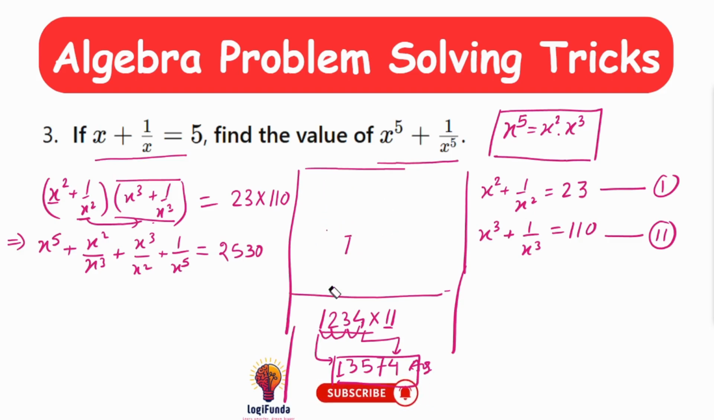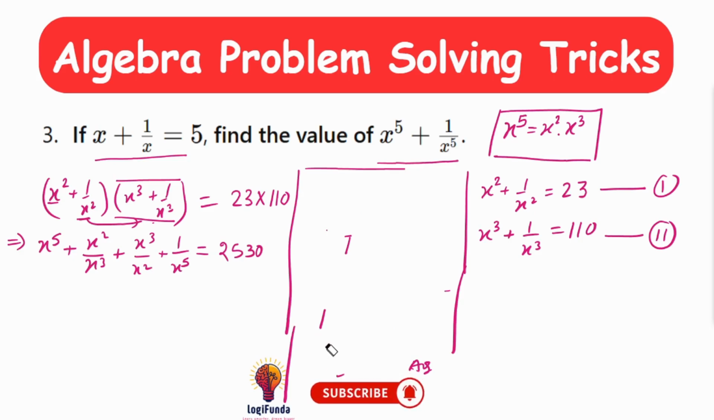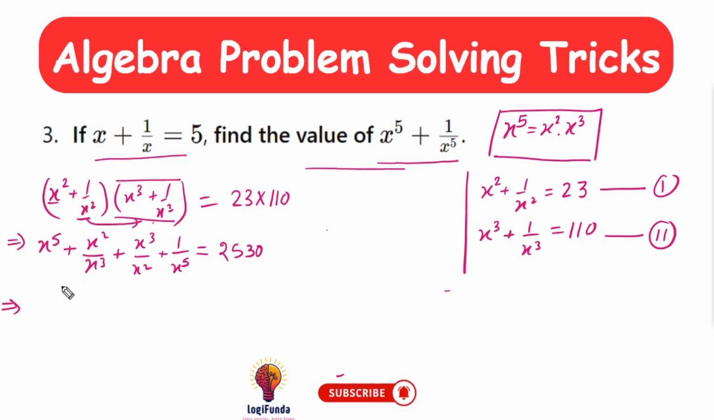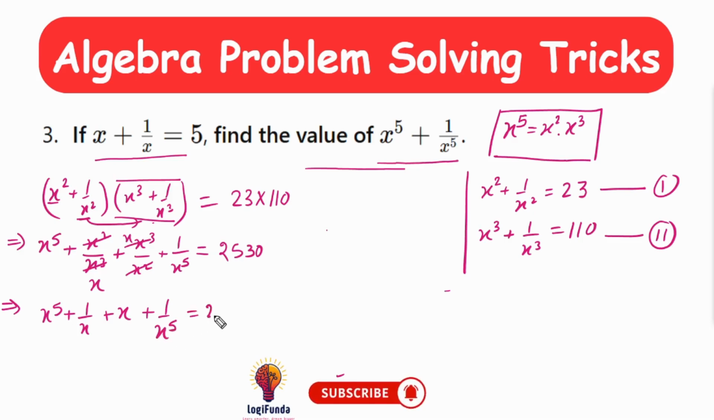Okay, now jump into the previous equation that we were solving here. So what is the equation that we have received after solving this? So this is the equation that we have received. Okay, so this goes here, it will remain with x, this will be x. Just simplify this. X to the power 5 plus 1 by x, and then we will receive x here, and then we have 1 x to the power 5 and then 2 5 3 0.